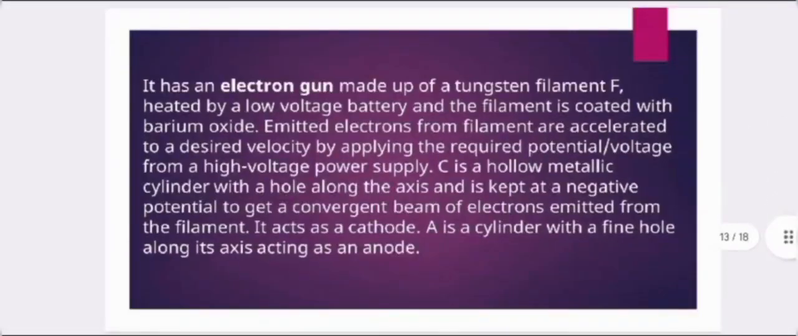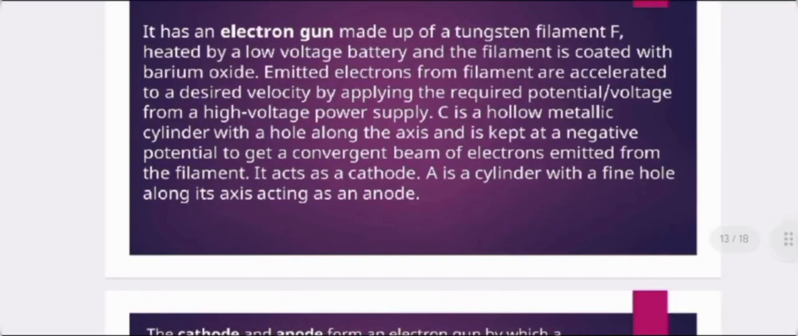This one has an electron gun made up of a tungsten filament F heated by a low voltage battery, and the filament is coated with barium oxide. Emitted electrons from the filament are accelerated to a desired velocity by applying the required potential or voltage from a high voltage power supply. C is a hollow metallic cylinder with a hole along the axis and is kept at a negative potential to get a convergent beam of electrons emitted from the filament. It acts as a cathode.